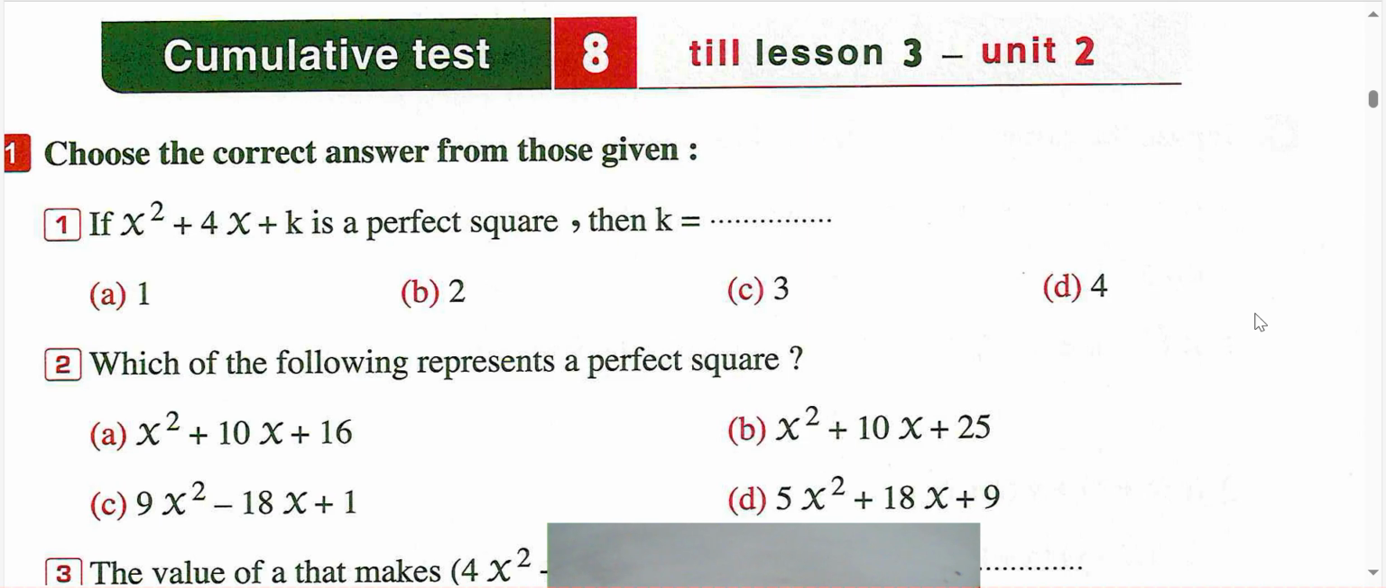Today we'll solve for El-Moasser worksheets, quantitative test number 8, lesson 3, unit 2. Question number 1, choose the correct answer from those given. If x power 2 plus 4x plus k is a perfect square, then k equals.